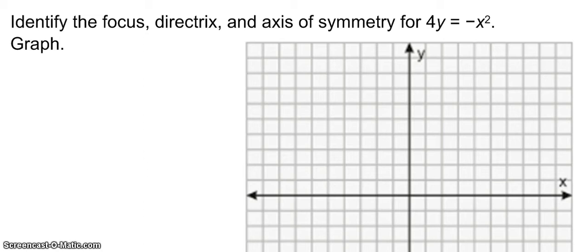Okay, let's try one more. Again, I want to have you try and do this. My hint is first, let's rewrite this. So it's y = -1/4 x squared. That's going to make it easier for us to find the information that we need. So pause the video, identify the focus, the directrix, the axis of symmetry, and graph the parabola. In doing that, you should probably also find the vertex. Okay, pause the video.